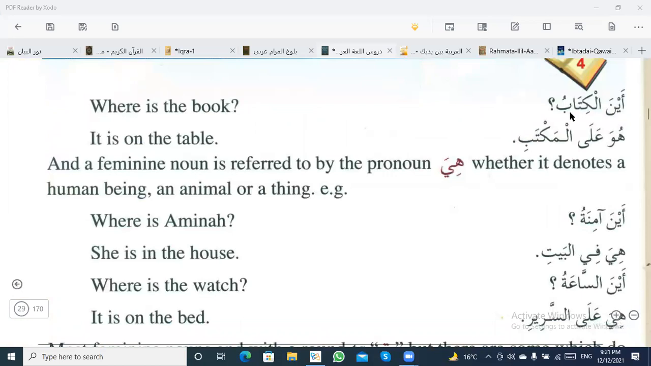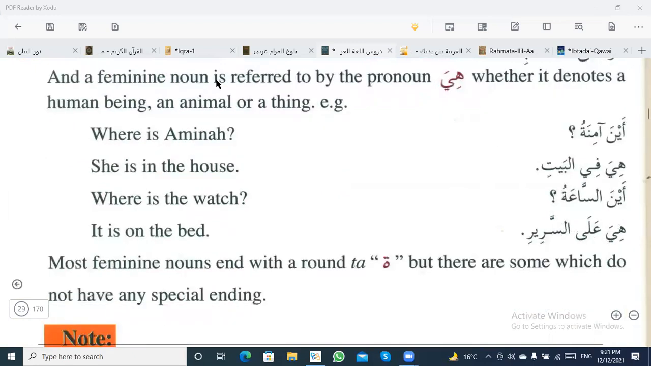Aina al-kitabu? Where is the book? Read on. Huwa ala al-maktabi. It is on the table.